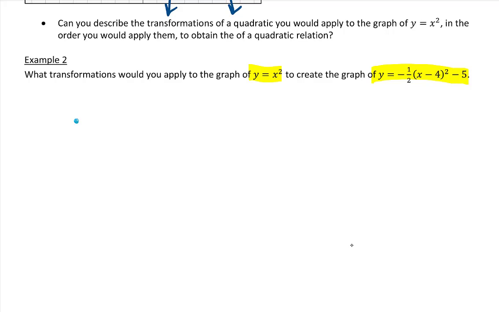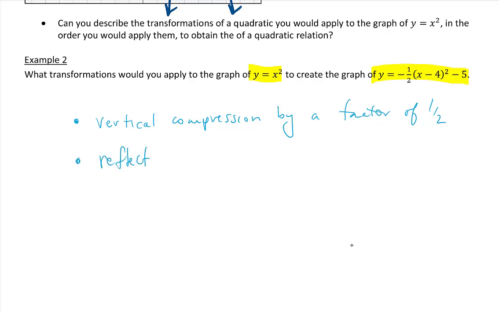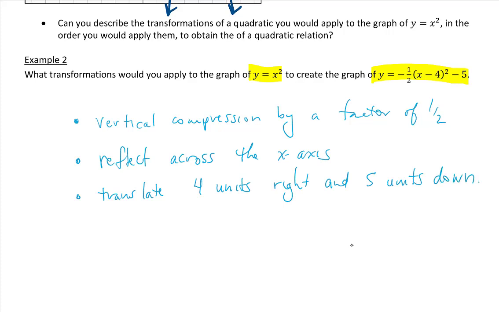Now instead of graphing, we're going to describe the transformations. So starting with the magnitude of the a value, we're going to have a vertical compression by a factor of 1/2. Next, we deal with the negative if it has one. So this is a reflection across the x-axis. And finally, let's look at the h and k values. And they tell us we're going to translate 4 units right and 5 units down. And there are the transformations in the order you would apply them.